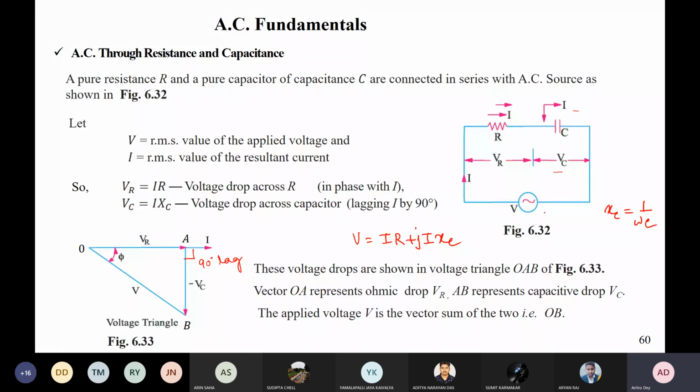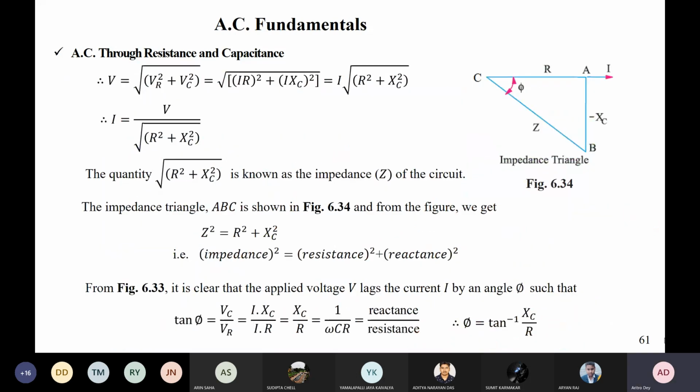So this is Vm sine omega t, and C is your capacitance. If you have this relation, then you can write I as V by R plus J XC. So you can write it as Z, where Z equals root over of R square plus XC square, at angle tan inverse XC by R. Okay. So let us check in the next slide. That is what is done.